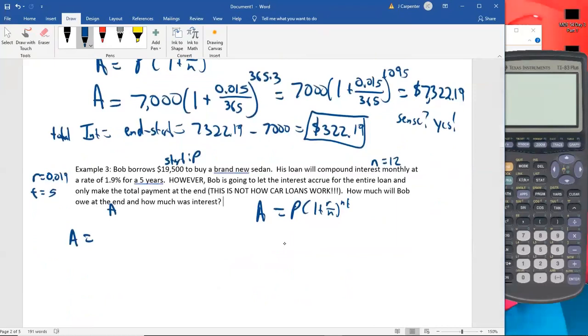So our principal was the 19,500. Open parentheses, 1 plus. The R was 0.019. You find a lot of car loans that are like 2.9, 1.9%. Then divided by the N, we compound it monthly, so 12. Raised to the NT, which is 12 times 5. And again, you really want to see that 12 times 5 being a 60 before you put it in your calculator for most, if not all of us.